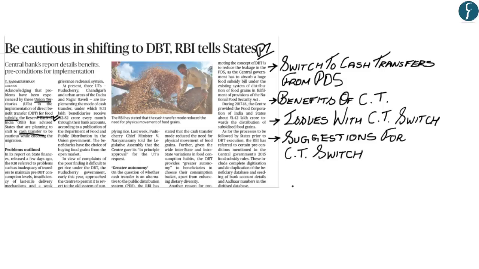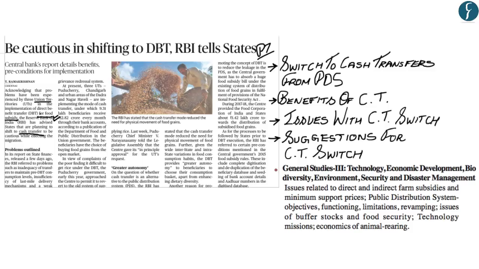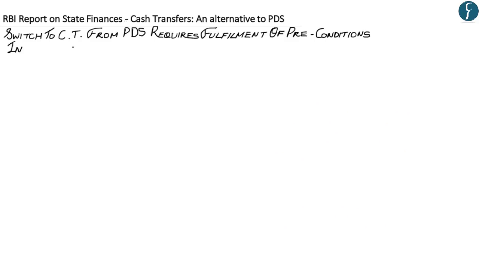Now, with regards to UPSC syllabus, this article and the forthcoming explanation would be placed in GS paper 3 within the section Economic Development and within the subsection Public Distribution System. Now let us first understand as to what are the requirements to switch to cash transfer from the current public distribution system. Now the switch to cash transfers from the current public distribution system requires the fulfillment of the preconditions that have been given in the cash transfer of food subsidy rules of 2015.